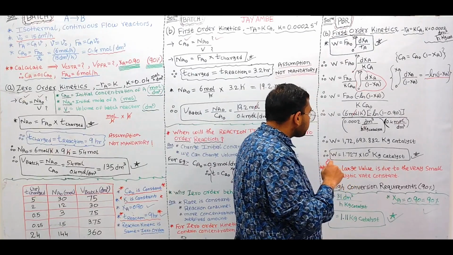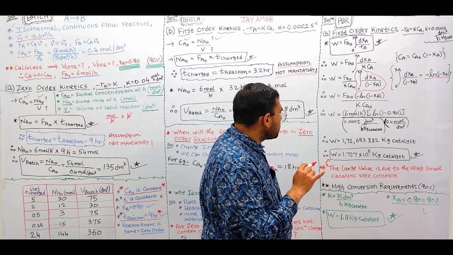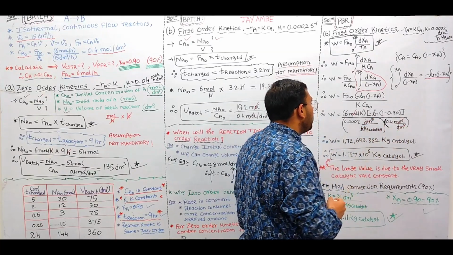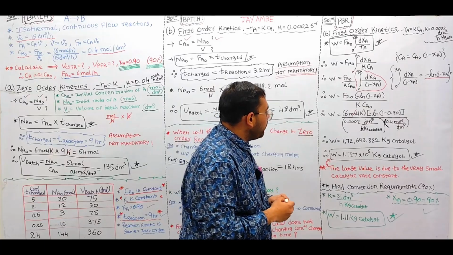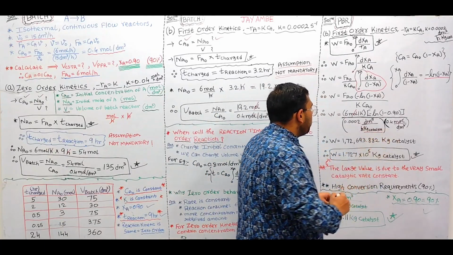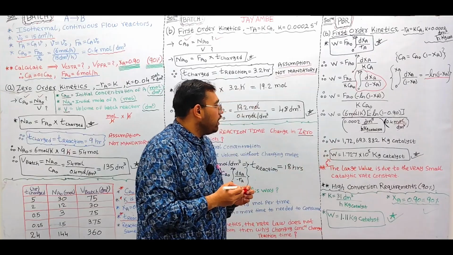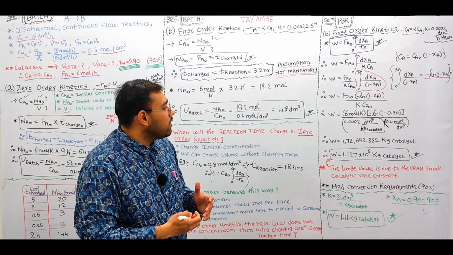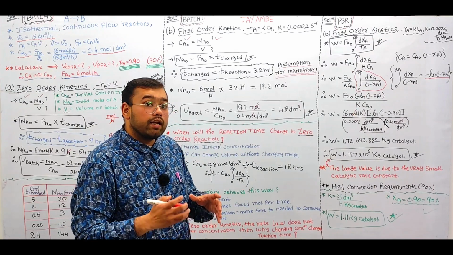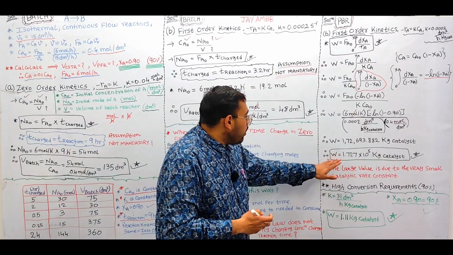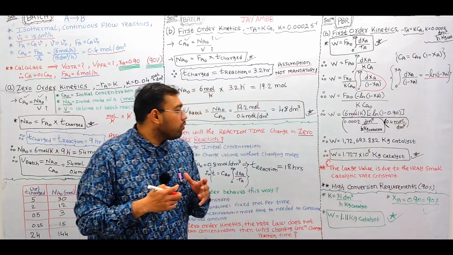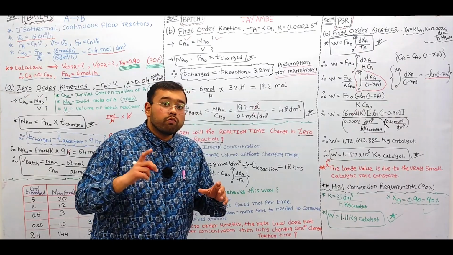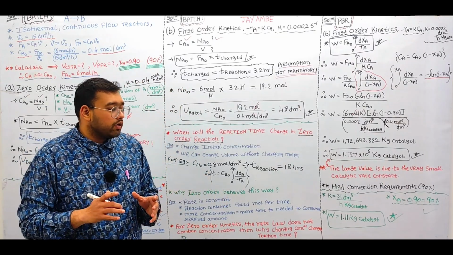So now I hope you have understood, right? The cubic decimeter will get cancelled out from the numerator and the denominator, so we are left with kg catalyst. If we solve this, how much weight will we get? We'll get 1,72,693.82 kg catalyst, which means the required weight of the catalyst is 1.727 into 10 raised to 5 kg catalyst, right?